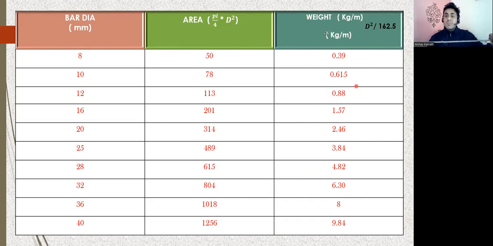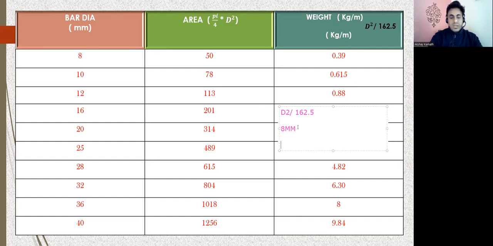How do you find it? The simple formula you can apply is d square by 162.5. It's a very raw formula. That is, d square divided by 162.5. If I want to find the weight of an 8 mm bar, how do I do it? 8 square, that is 8 into 8, is 64. And 64 you divide by 162.5. You're going to get 0.39. So this is kg per meter. Per meter, this much is the weight.